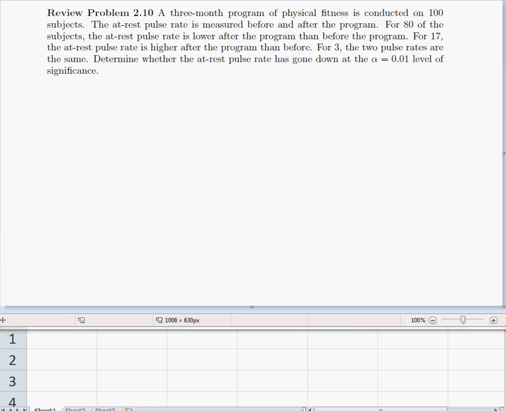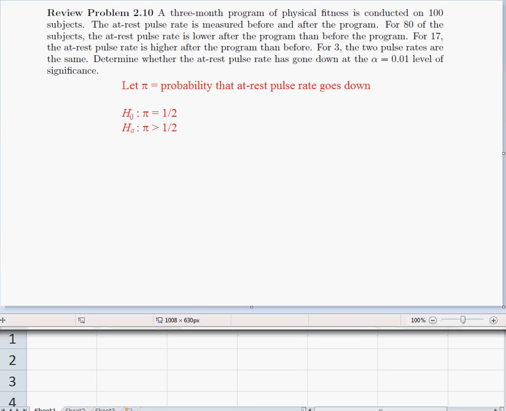Okay, so for this problem, we define pi to be equal to the probability that for somebody the pulse rate goes down. The null hypothesis will be simply that pi is equal to 1/2. One of the rates has to be different than the other. If there's a difference, then there's a 50% chance that the first one was higher and a 50% chance that the second one was higher. So the null hypothesis will say it's just simply dumb luck that the pulse rates went down for these folks, but pi is really equal to 1/2. Half of them should go up, half of them should go down, because of the ineffectiveness of the exercise program.